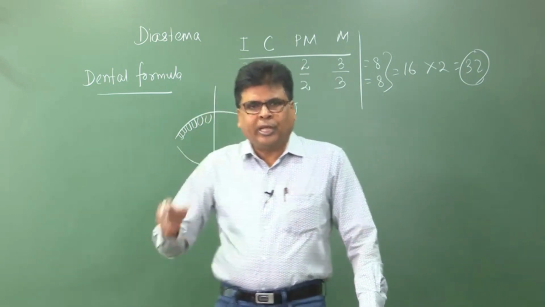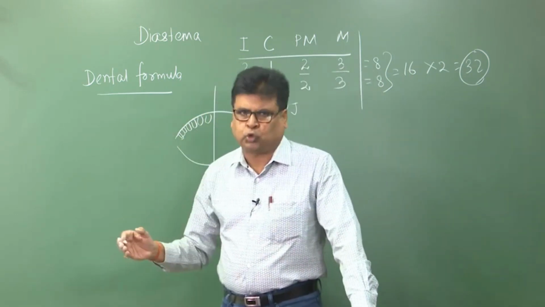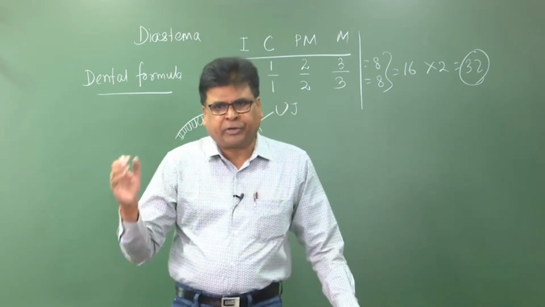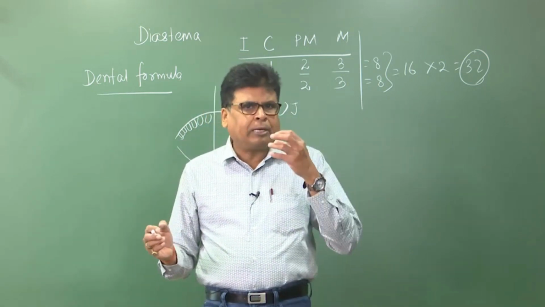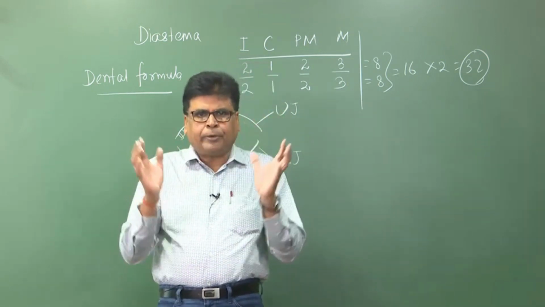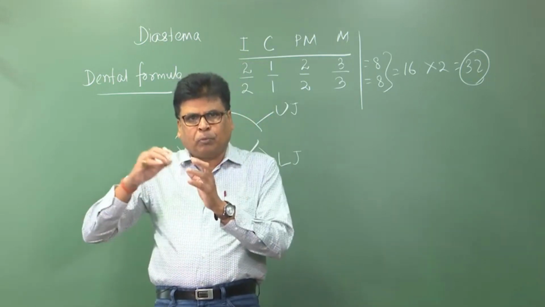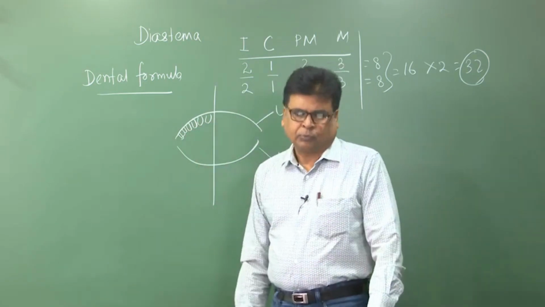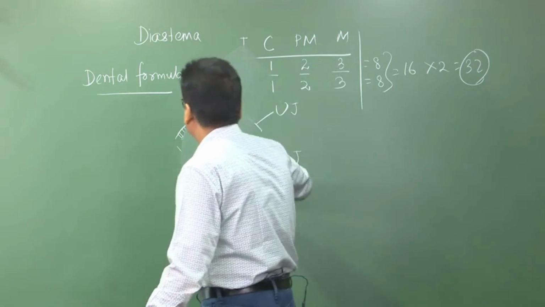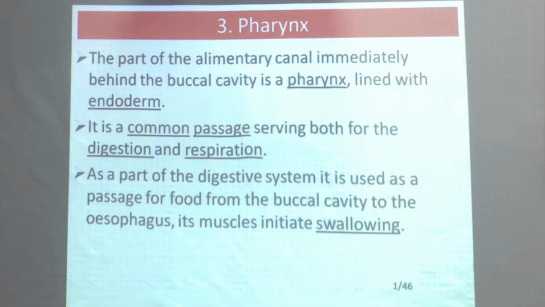So this is all about the tooth. Till now I discussed all about the first part of the alimentary canal, that is the mouth and buccal cavity. The mouth is immediately followed by the buccal cavity, which possesses these types of derivatives, and then the buccal cavity continues to another part of the alimentary canal that I shall discuss now. This is the pharynx. We shall discuss the pharynx, which is a very important part of the alimentary canal. The part of the alimentary canal immediately behind the buccal cavity is known as pharynx.